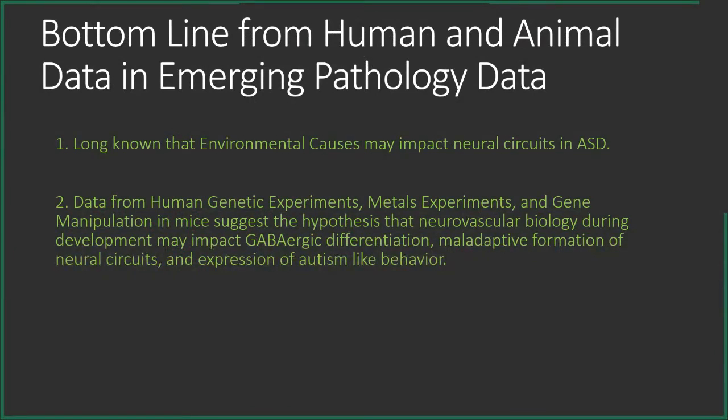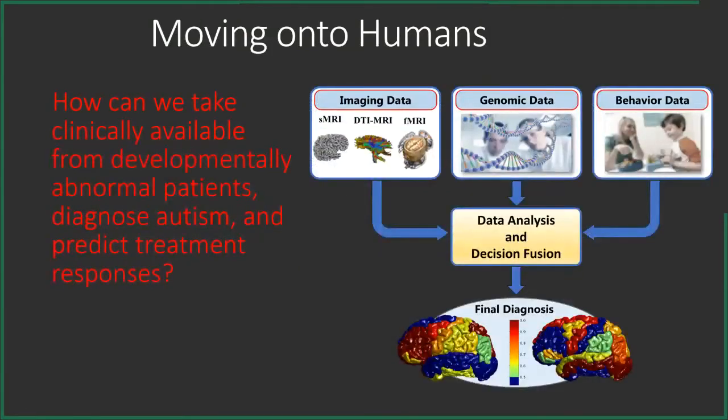So the bottom line from this emerging pathology data is that it's long been known that environmental causes of autism may impact neurocircuits and ASD. But what's really interesting now is that data from human genetic experiments, the metal experiments, and genetic manipulation of mice suggest the hypothesis that neurovascular biology may be a new frontier during development. And in fact, it may not only be for autism, but for a lot of other neurovascular disorders, where neurovascular signaling impacts GABAergic differentiation, and as a result, you have maladaptive formation of neurocircuits and expression of autism-like behaviors.